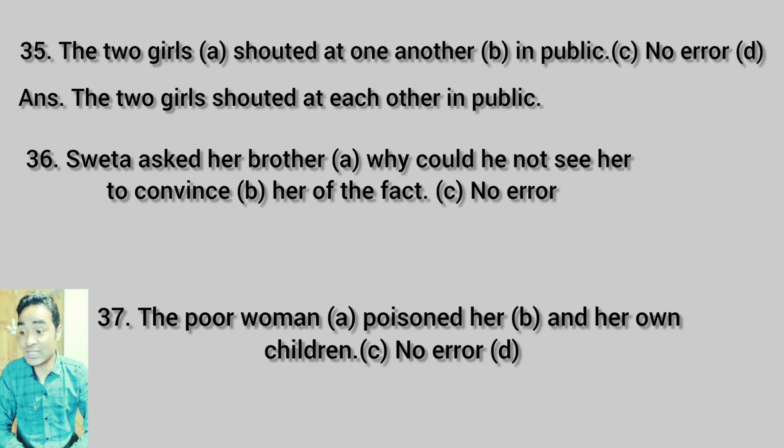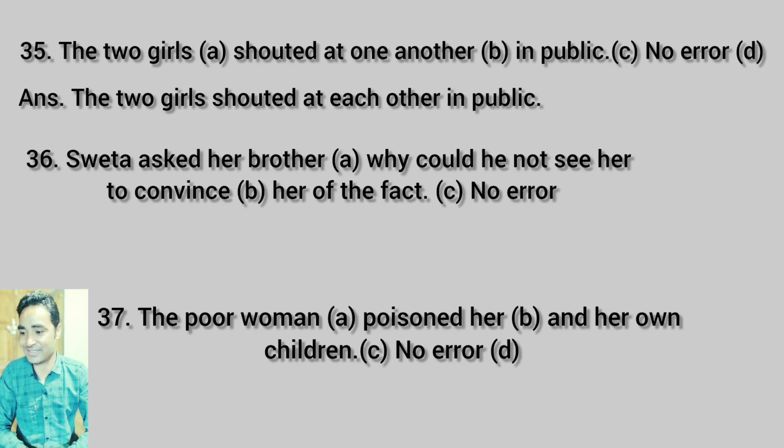Here in this sentence we are talking about two girls. The two girls shouted at each other will be the correct answer. The two girls shouted at each other in public. Each other stands for two people or things. One another stands for more than two people or things. I hope you understood. So the correction is: the two girls shouted at each other in public will be the correct answer.